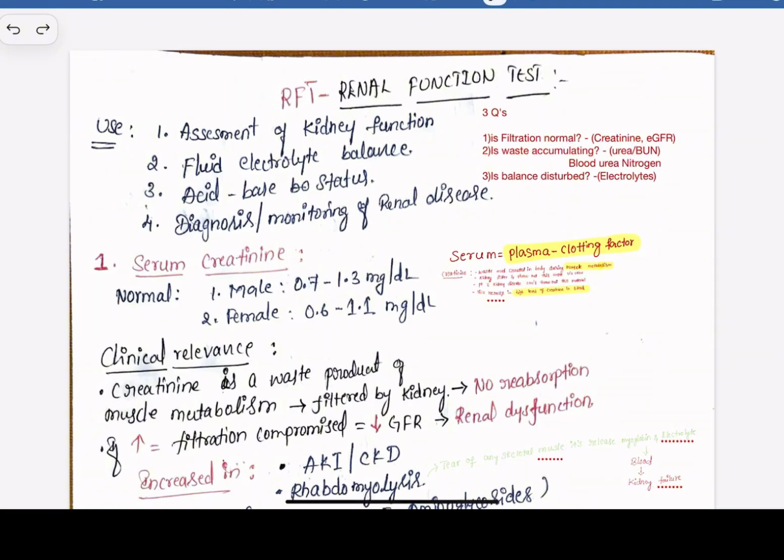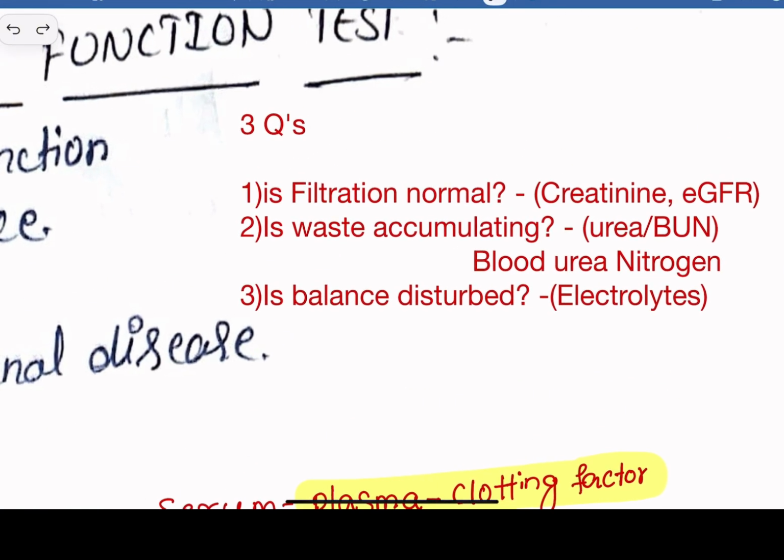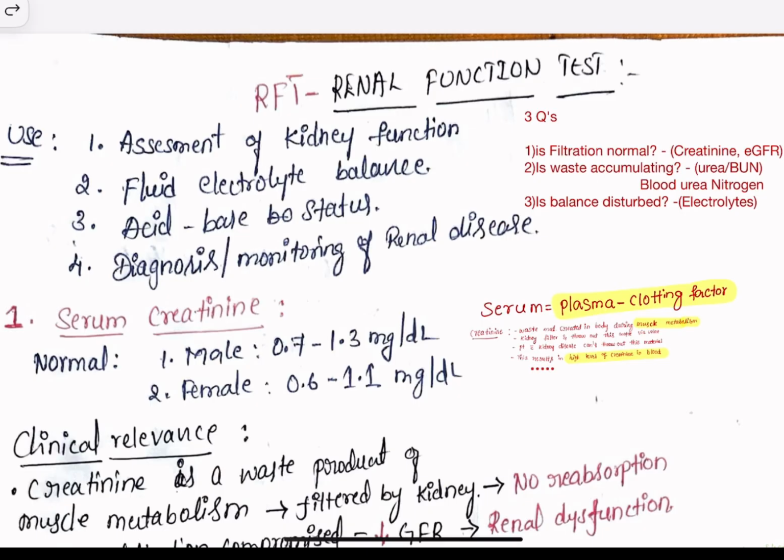So when you see the RFT, don't panic. Ask yourself 3 questions. Is the filtration normal or abnormal, like the values of creatinine and GFR? Is there any waste accumulation, like urea and BUN, blood urea nitrogen? Is there any balance disturbed in the electrolytes?